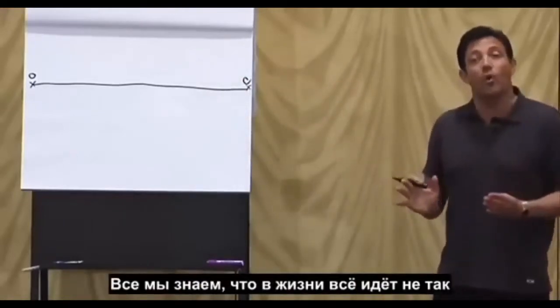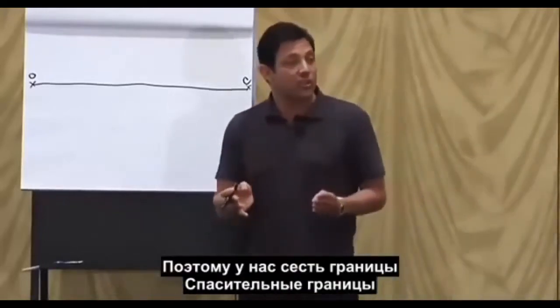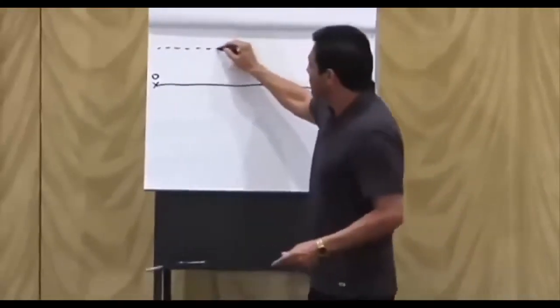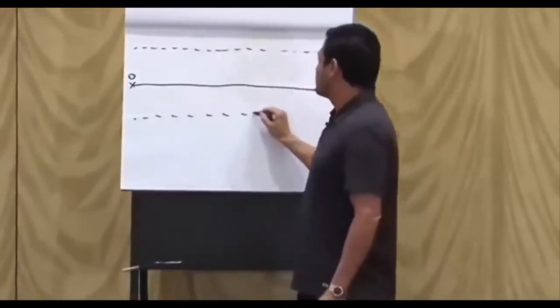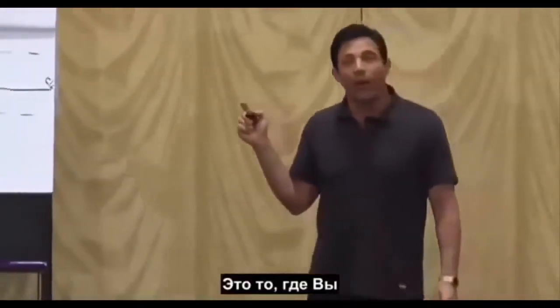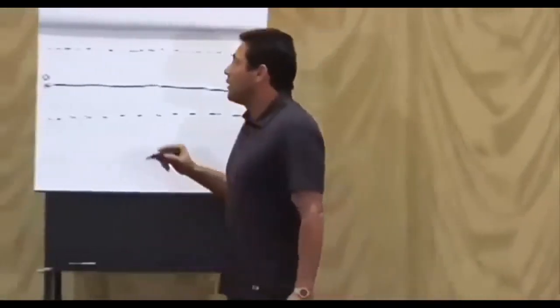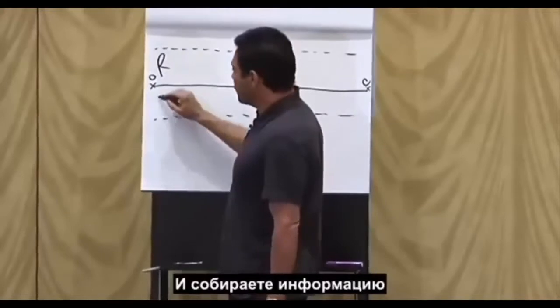Now, we all know that in the real world, it doesn't go this way. So we have what we call boundaries, healthy boundaries that go off the straight line. And they're very powerful. They're helpful. You have a boundary above the line, and you have a boundary below the line. And it's between these boundaries, and I mentioned this before, where you develop rapport and gather intelligence.